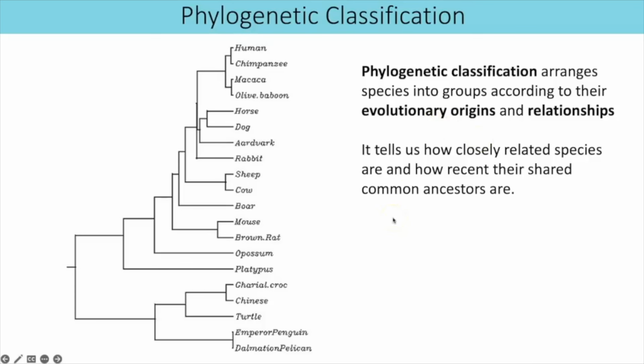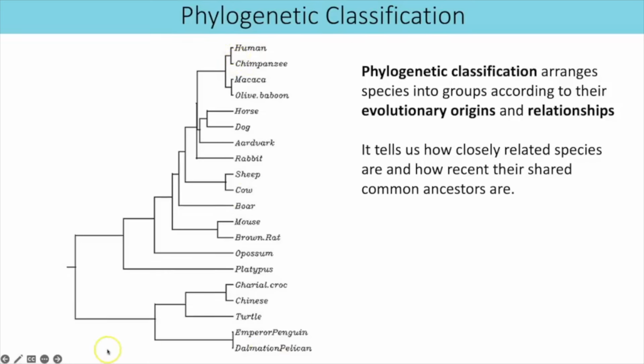And it tells us how closely related species are and how recent their shared common ancestor is, which means the species they have evolved from. And it's often represented in these phylogenetic trees where we're looking at present time, moving back in time. And every time you've got a branch, this indicates there was a common ancestor here. And in this example, humans and chimpanzees evolved from this common ancestor. So that is the most recent common ancestor for humans and chimpanzees.